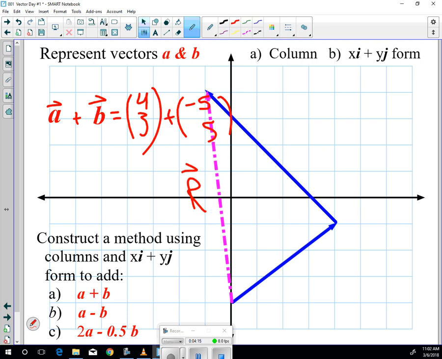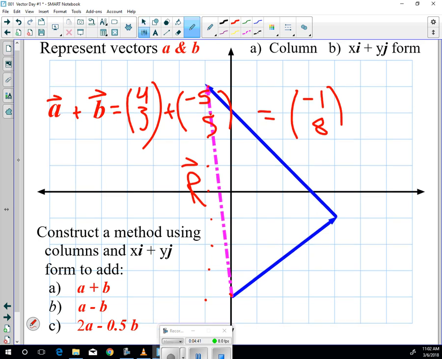And what is negative 4 plus negative 5? Negative 9, and 3 plus 5? 8. So theoretically, this resultant should go back 9 and up 1, 2, 3, 4, 5, 6, 7, 8 to get there. So it works out perfectly. This is what we call vector addition using columns.